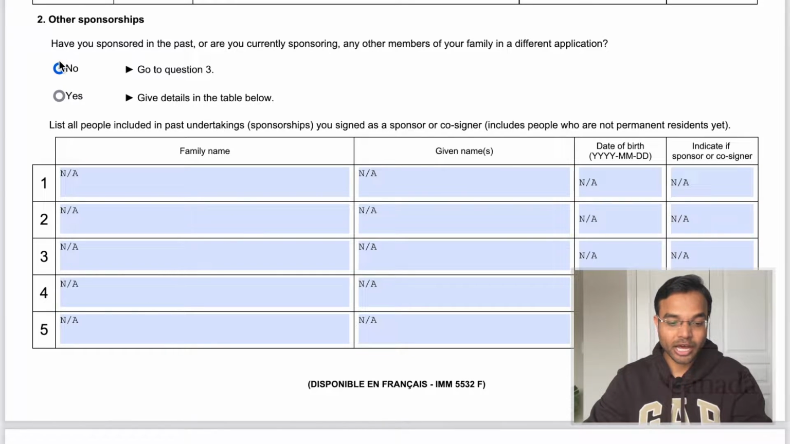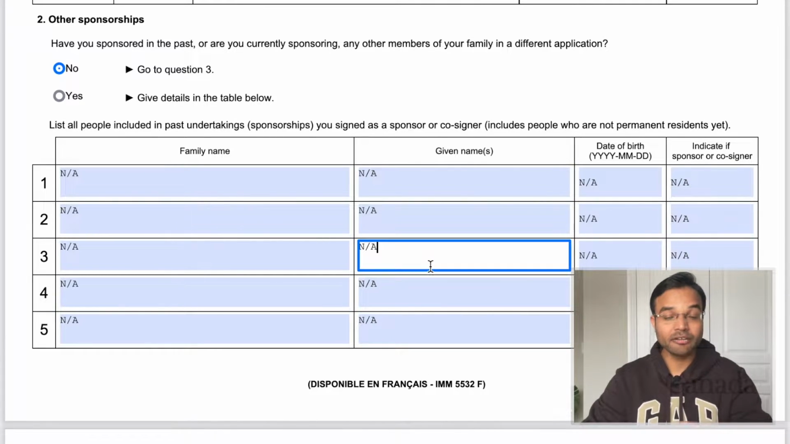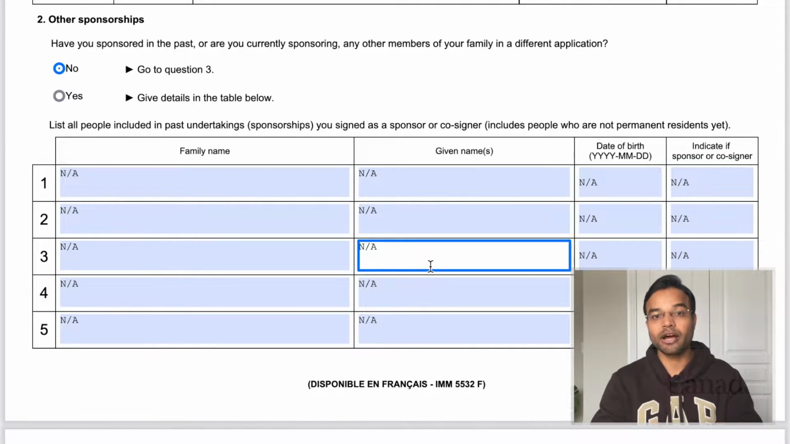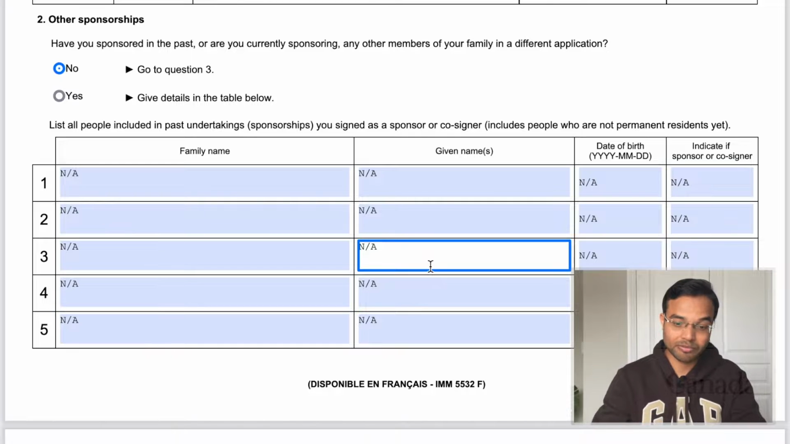Moving to the next question: have you sponsored in the past or are you currently sponsoring any other family member in a different application? In our case, this question was not relevant, so we selected No and then we wrote NA for the rest of the fields. But if you are doing a sponsorship for a family member, maybe let's say you're doing it for your parents or for your grandparents, or you have already done it in the past, or they are already permanent residents now, then in that case you will have to disclose that information of that family member in here.